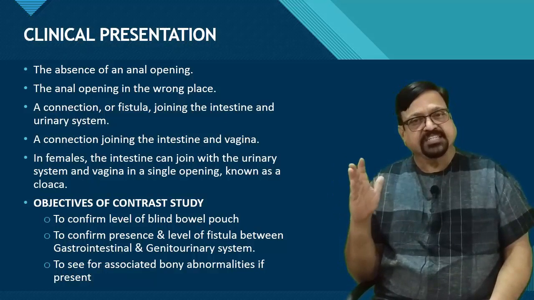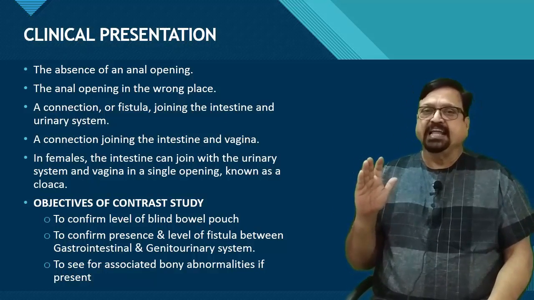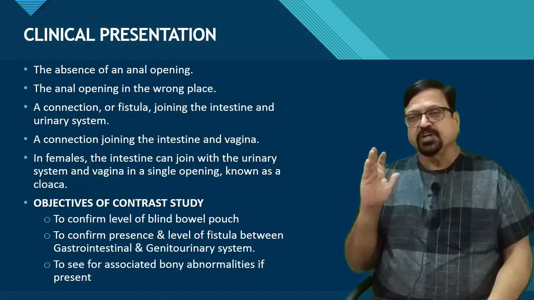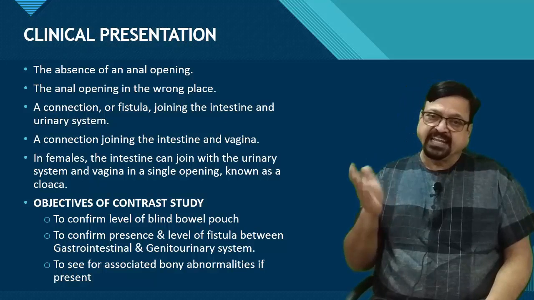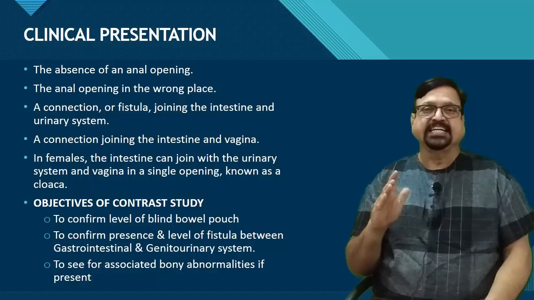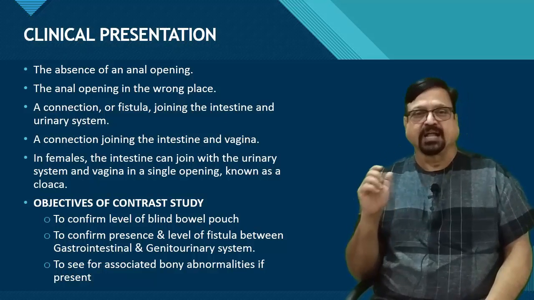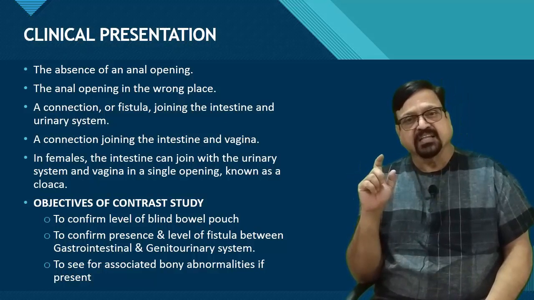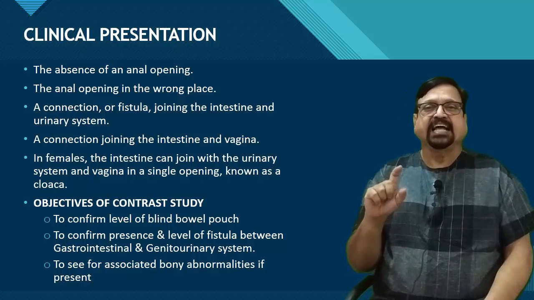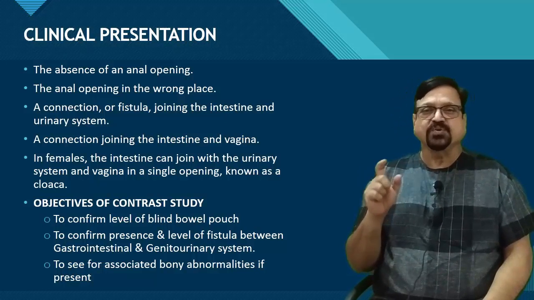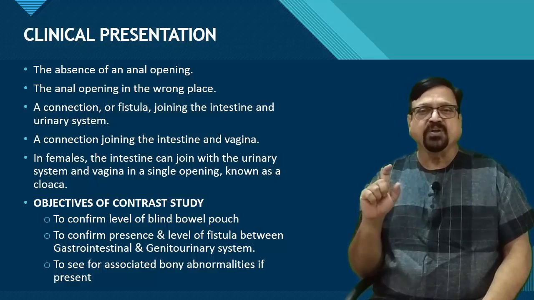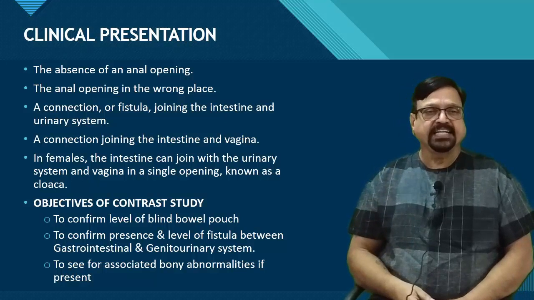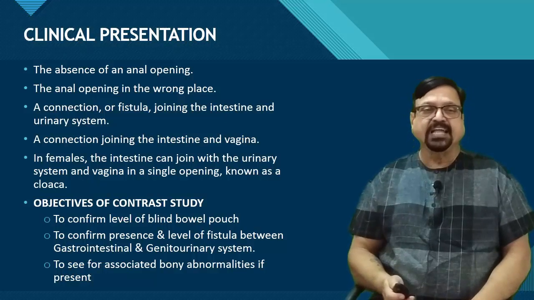The objective of this study is to confirm the level of the blind ending pouch. Whatever blind ending pouch we have seen on invertogram, reconfirm or investigate in more detail in this distal cologram. Second is to confirm the presence and level of fistula between the gastrointestinal and genitourinary systems, and to look for associated bony abnormalities if present, particularly of the skeleton.